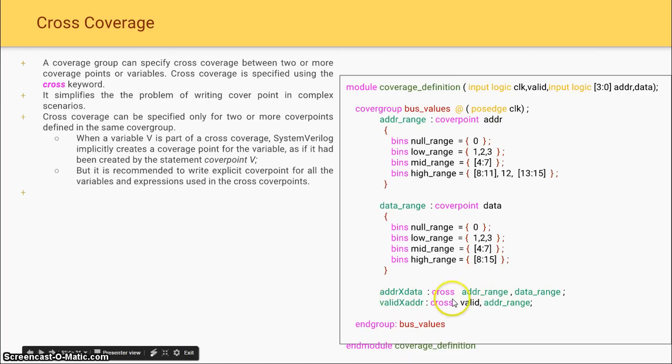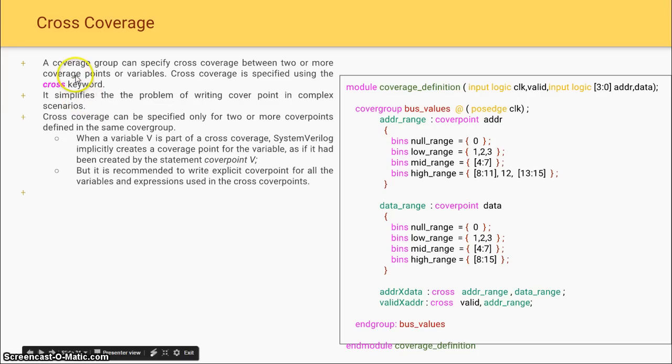Also, you can specify the variable itself instead of the cover point name. So it can be anything. It can be a variable name or a cover point name. Remember that if you are using a variable name, then implicitly all the cover points of that variable will be created and it will be crossed with the second variable.